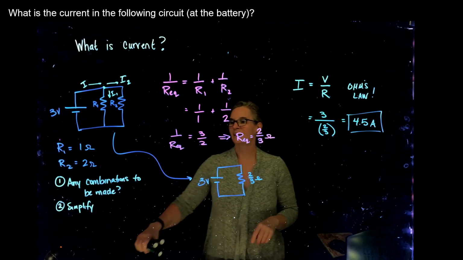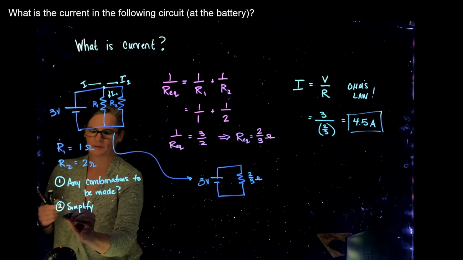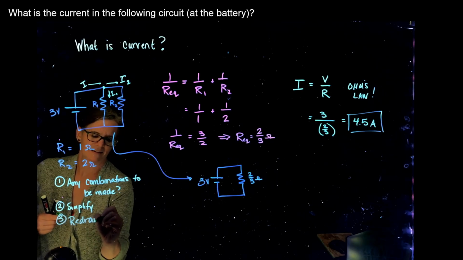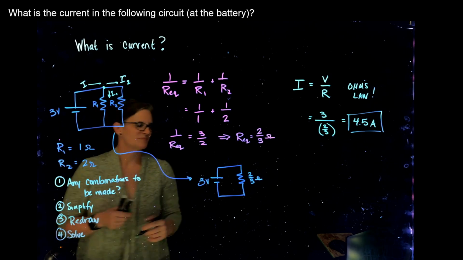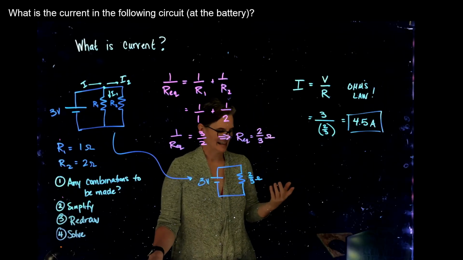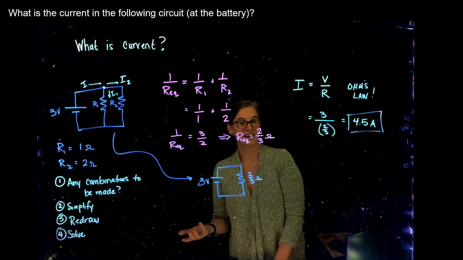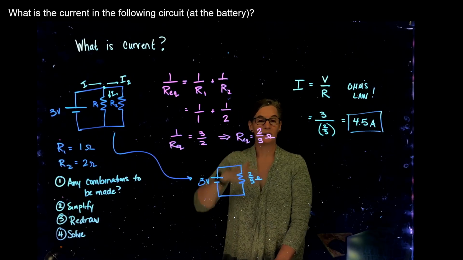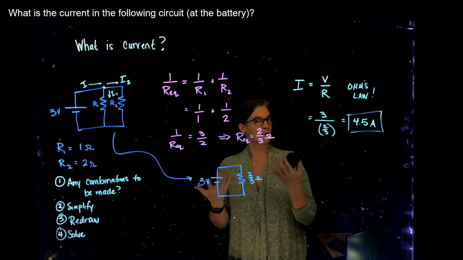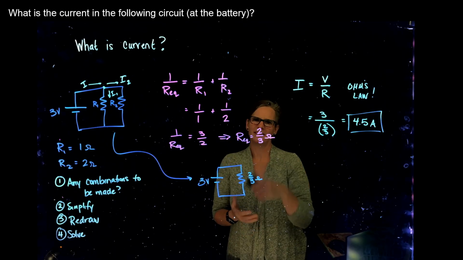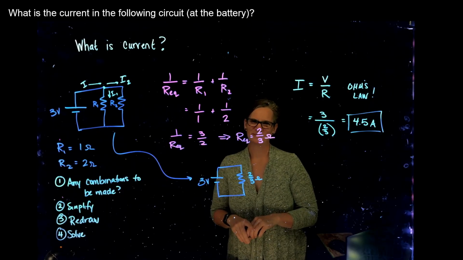All right, so recognizing, simplify, let's put the rest of our steps here. We're going to redraw. And then step number 4 is to solve. All right, so recognizing that we have, in this case, elements that can be combined, in this case parallel. Combining those elements using our rules of combining resistors in parallel. Making an equivalent circuit, and then just using Ohm's law to solve. All right, good job.